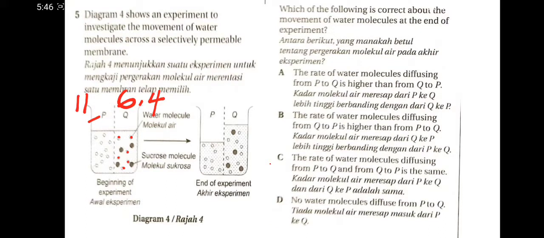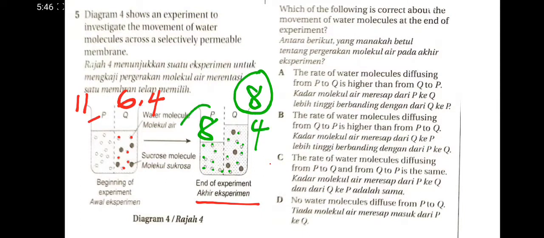Alright. So now look at the end of the experiment. What happened at the end of the experiment? In P, how many water molecules are left? You count again, because sometimes questions like this are confusing. So count P: 1, 2, 3, 4, 5, 6, 7, 8. 8 water molecules in P. Then Q, count its water molecules: 1, 2, 3, 4, 5, 6, 7, 8. 8 also. And the sucrose molecules are still 4 in Q. So now the water molecules in P and Q are the same.